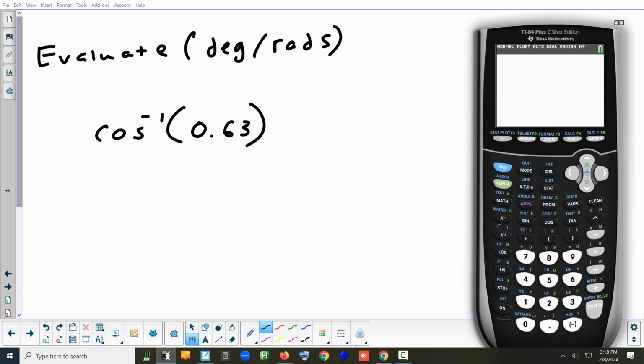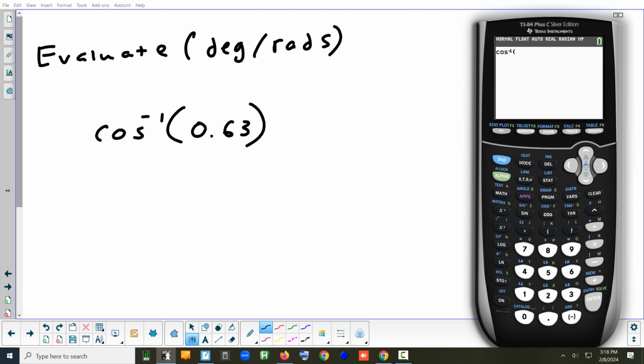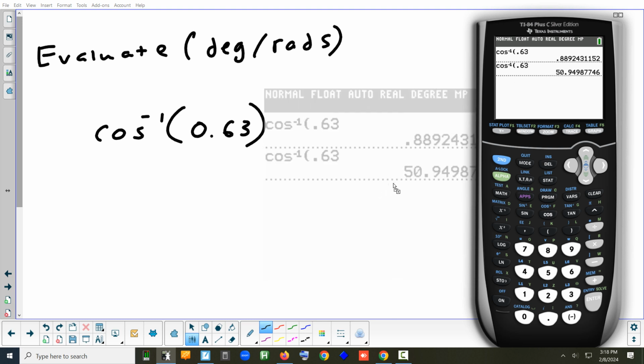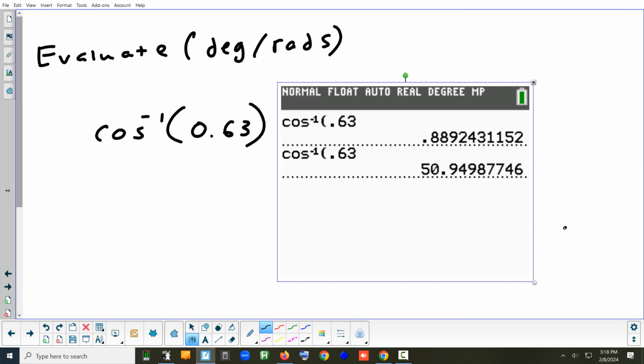How do you type in inverse cosine 0.63? Second, cosine, 0.63. Okay, so that's the answer in radians. If you didn't have a degree button, you could change it manually, but we have a degree mode, so just change to degrees and type the same thing in again. Okay, and I'm going to put a little circle on that one so we know that that one was degrees. So, any questions on how we get those?